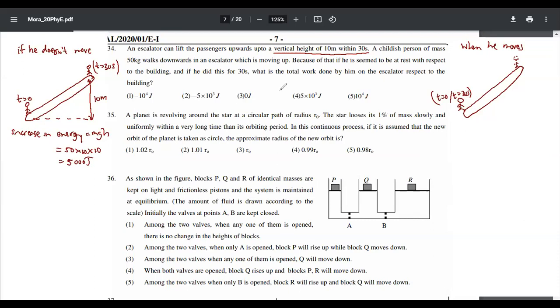Therefore, how much work should he have done? How much work should be done? This much. This much work should be done. So to put this into words, within 30 seconds, escalator does a work of 5,000 joule on the man.